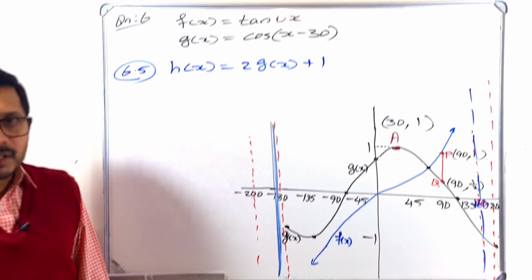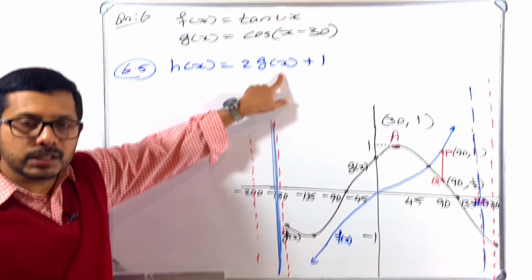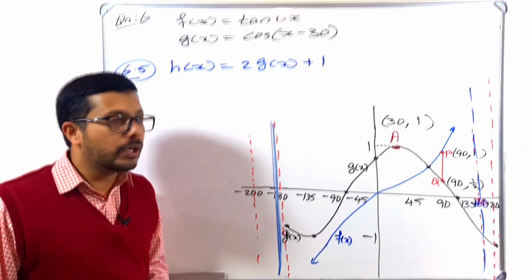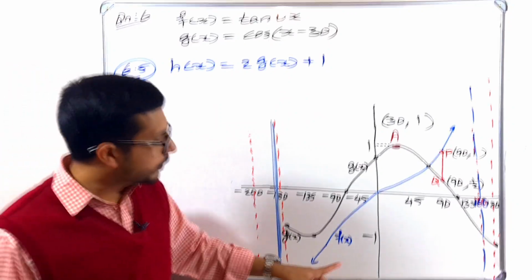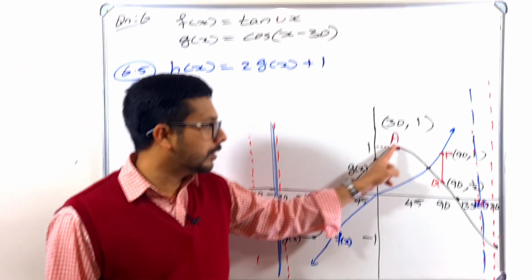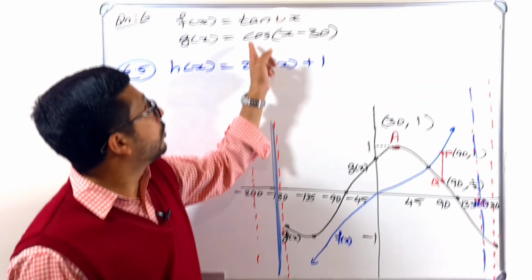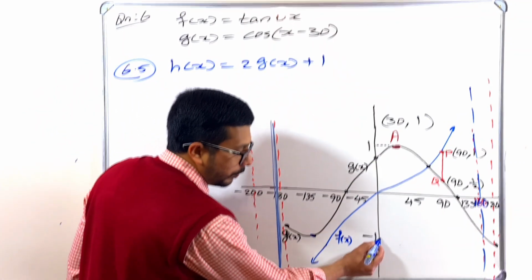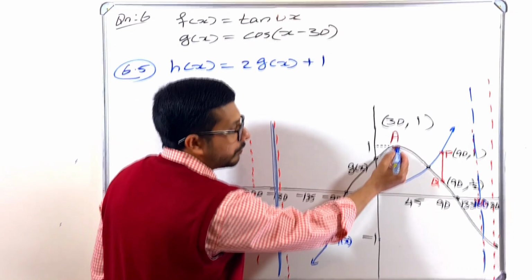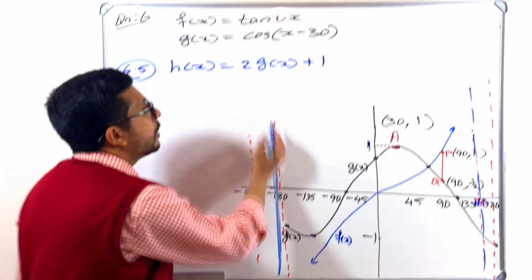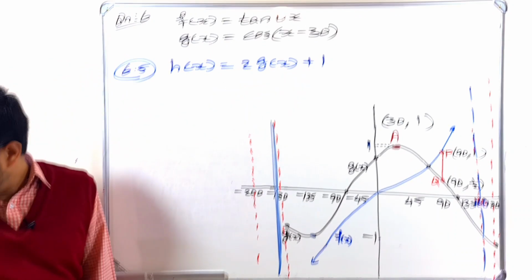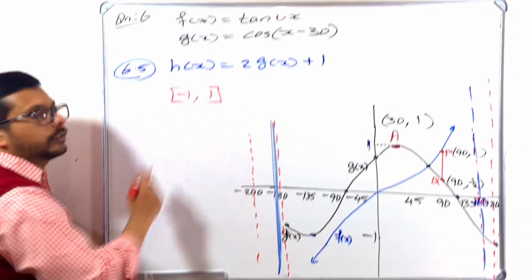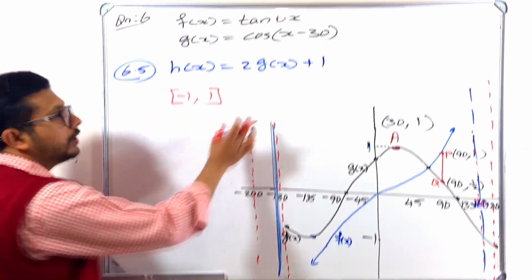So now try to understand like this. For g of x, what is the range? What is the meaning of range? Possible y values. Am I right? Okay. So what about g of x? What is the range? The black graph is g of x, or the cos x minus 30 graph. Here what is the minimum value? Minus 1. And what is the maximum value of g of x? Plus 1. That means for this g of x graph, the range is from minus 1 to 1. Do you understand?